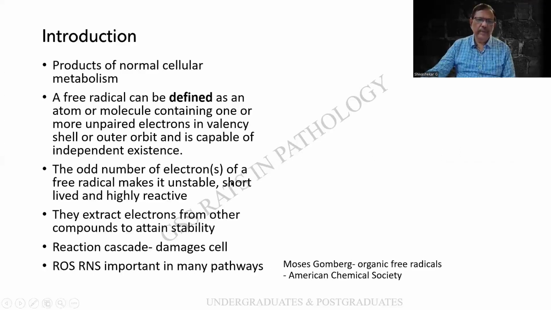The odd number of electrons of a free radical makes it unstable, short-lived, and highly reactive. This is probably the basis of your atom bomb or the hydrogen bomb. They extract the electrons from other components or compounds to become stable. Also, it can set in a reaction cascade which can lead to damage to a cell. The reactive oxygen species and the nitrogen species are important in many pathways.